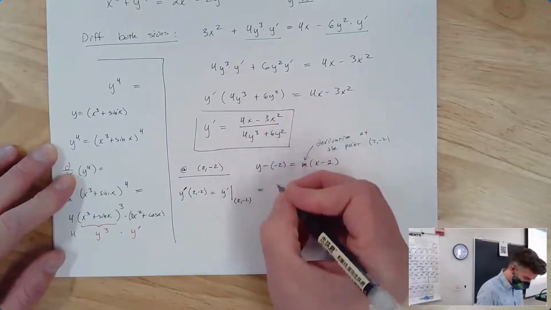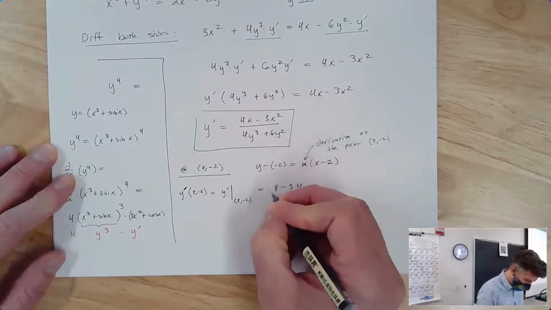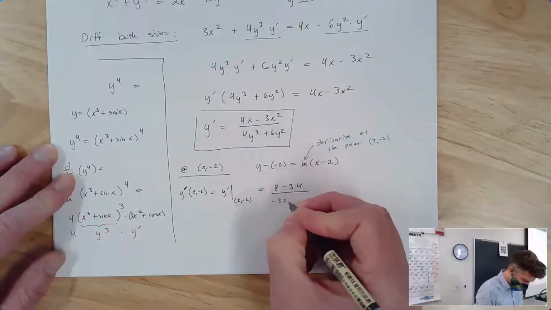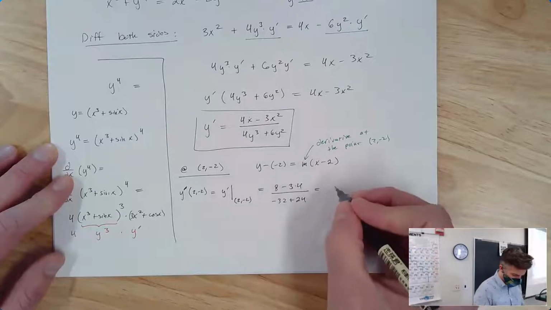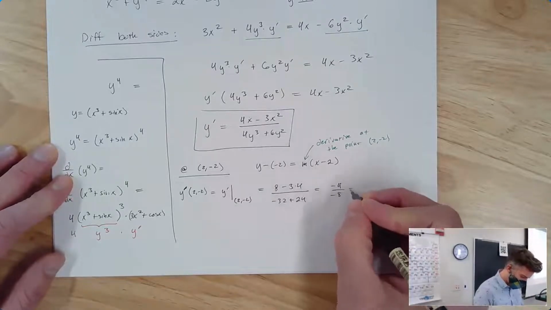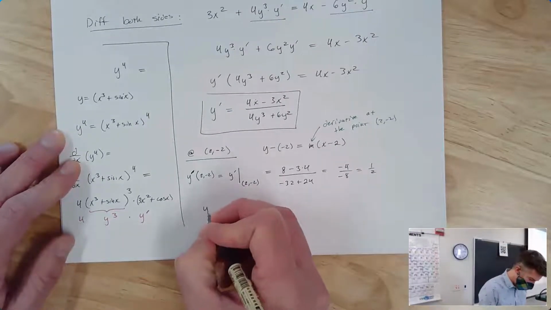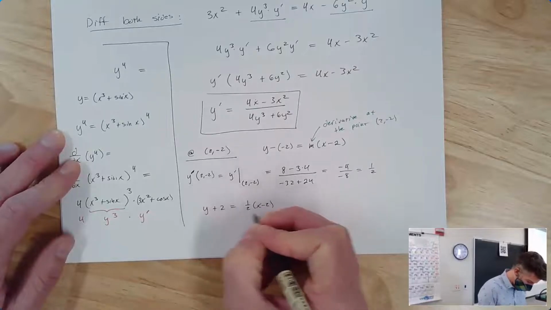We're going to get 4 times 2, which is 8, minus 3 times 4, which is 12, over 4 times -8, plus 6 times 4. And that ends up being 8 minus 12, which is -4, over -32 plus 24, which is -8. It ends up being 1/2. So the equation of our tangent line is y plus 2 equal to 1/2 times (x minus 2).